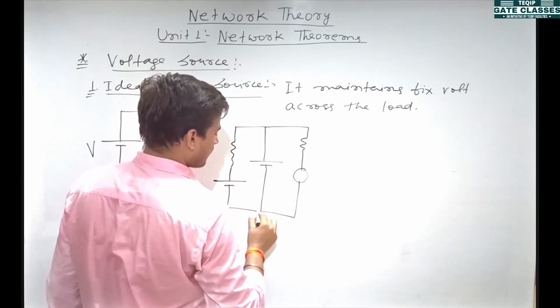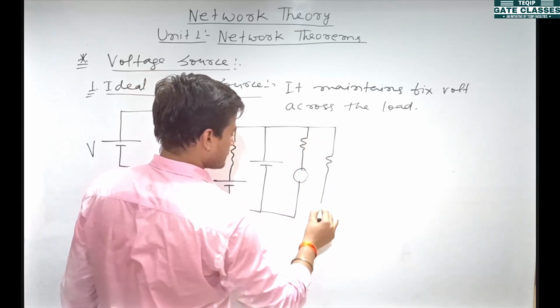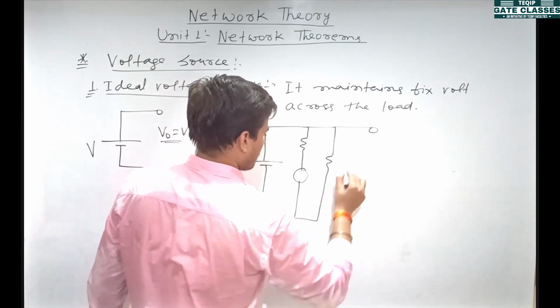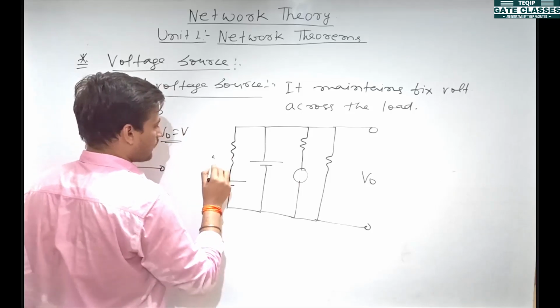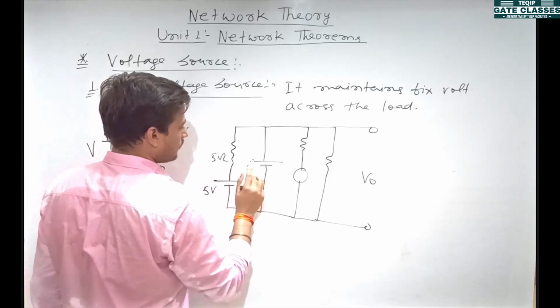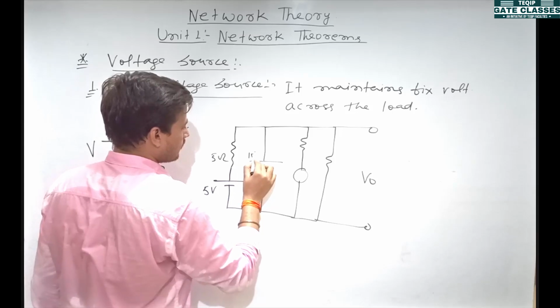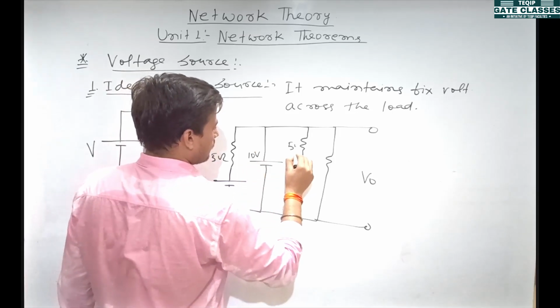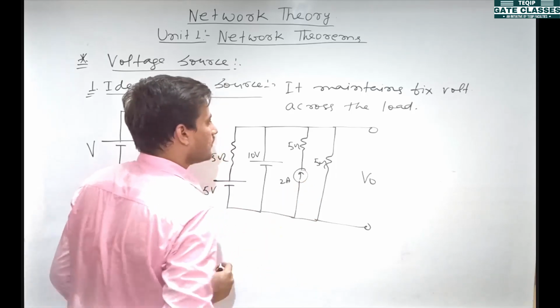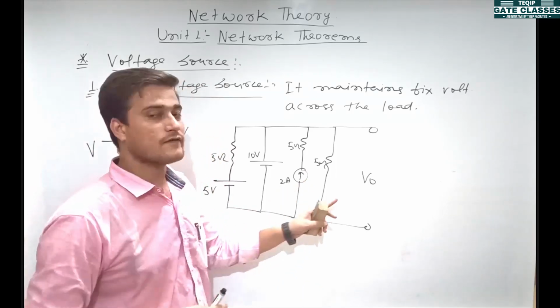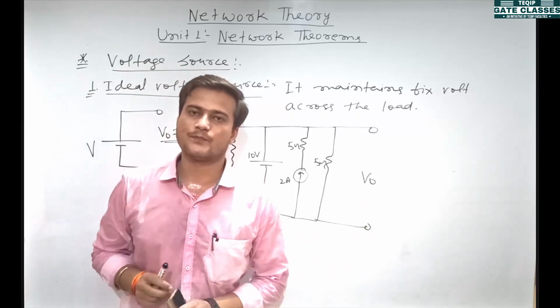Suppose you have a circuit like this: a 5 volt source, 5 ohm resistors, and a 10 volt independent source, with 2 ampere current. Now somebody asks you to find the value of the output voltage V0. What will be the answer?